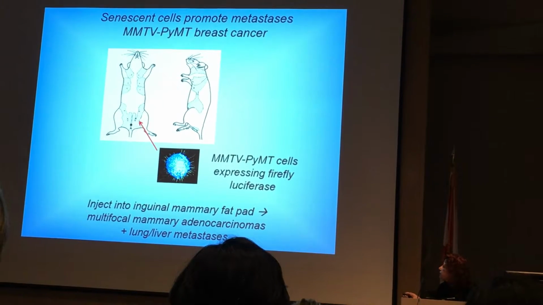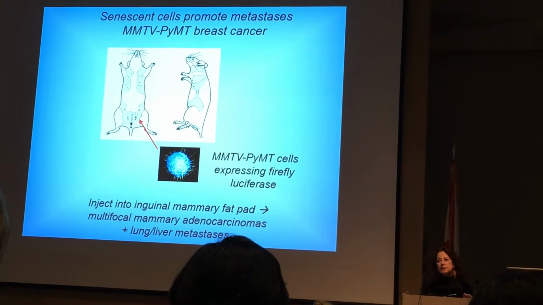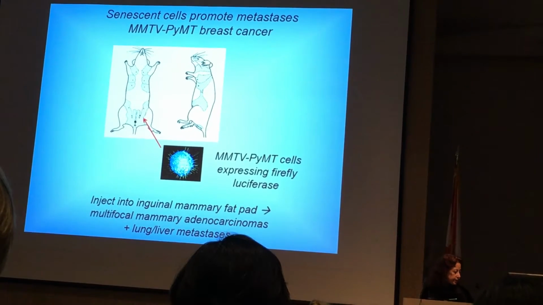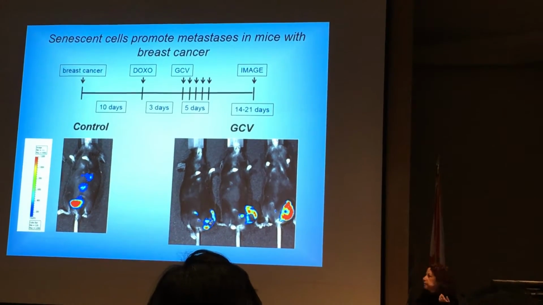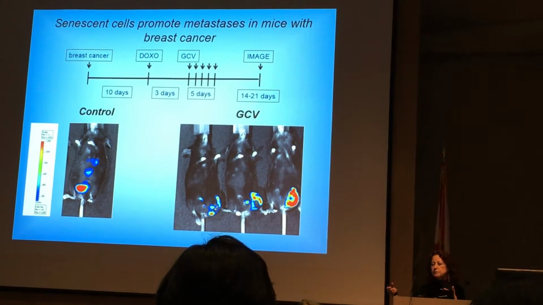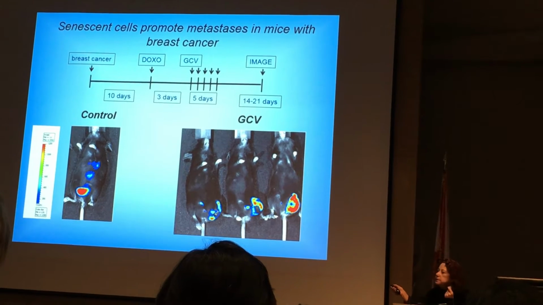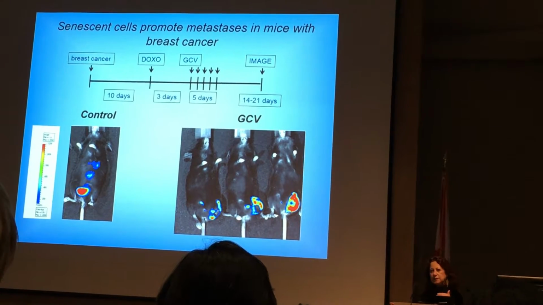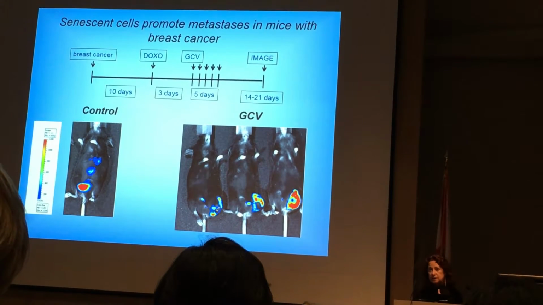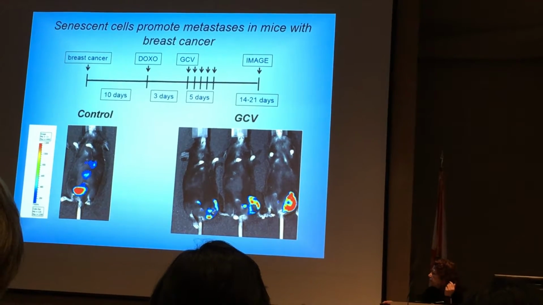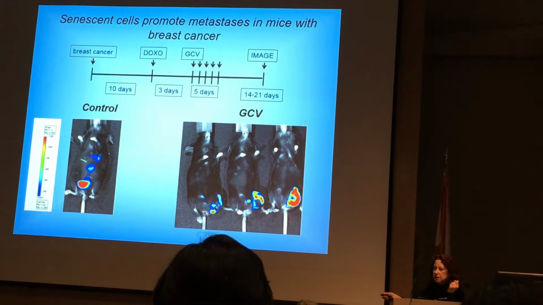So it's well known if you take these breast cancer cells, you inject them into the mammary gland, they rapidly metastasize to the lung and the liver. So now we can do the following experiment. We give the animals breast cancer, we wait a few days for the tumors to develop, and then we give them chemotherapy. And then we either clear senescent cells or not. And we ask what happens to the primary tumor and what happens to the metastases. So here's the primary tumor, here's a metastasis in the liver, and here's a metastasis in the lung.